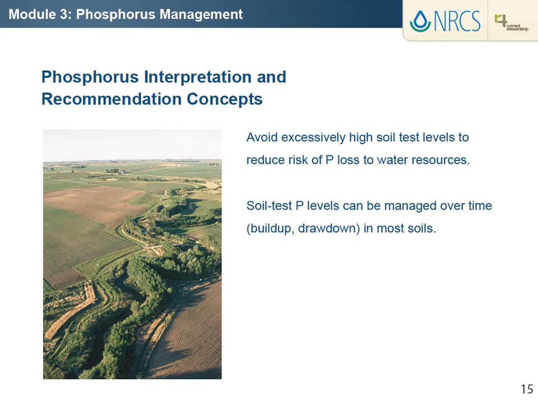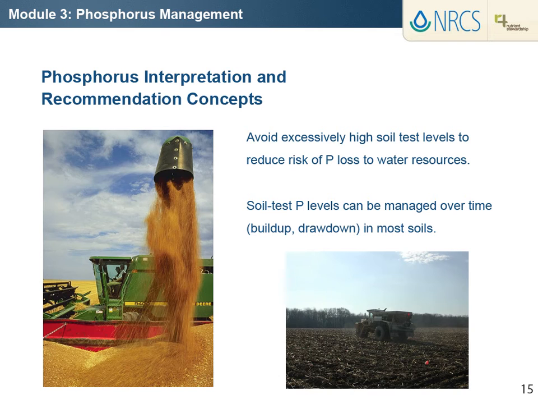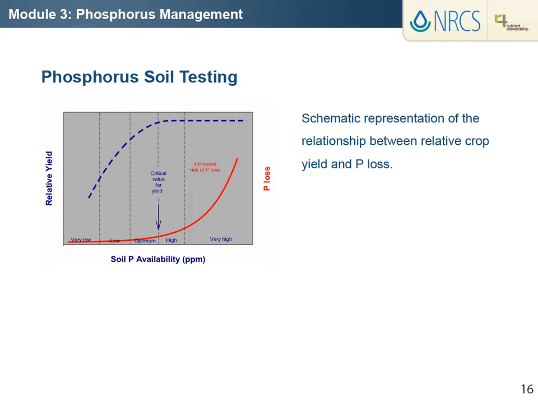When results indicate high phosphorus soil test levels, preventative measures should be taken to reduce the risk of phosphorus losses to surface and groundwater. Producers have to take into account that soil test phosphorus levels can be managed over time in most soils. In this sense, soil test phosphorus can be increased, decreased, or maintained by managing phosphorus application and crop removal. This figure shows a schematic representation of the relationship between relative crop yield and phosphorus loss.